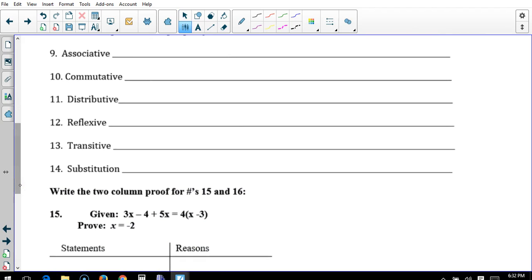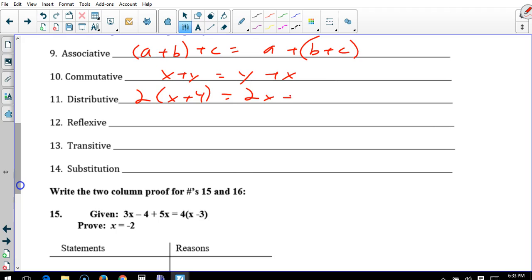Okay, associative. Associative is who you hang out with. So A plus B plus C, or the B could hang out with the C. And that's okay. Commutative, which means to move. X plus Y is the same as Y plus X. You can move back and forth. It doesn't matter. Distributive, 2x plus 4 is equal to 2x plus 8.